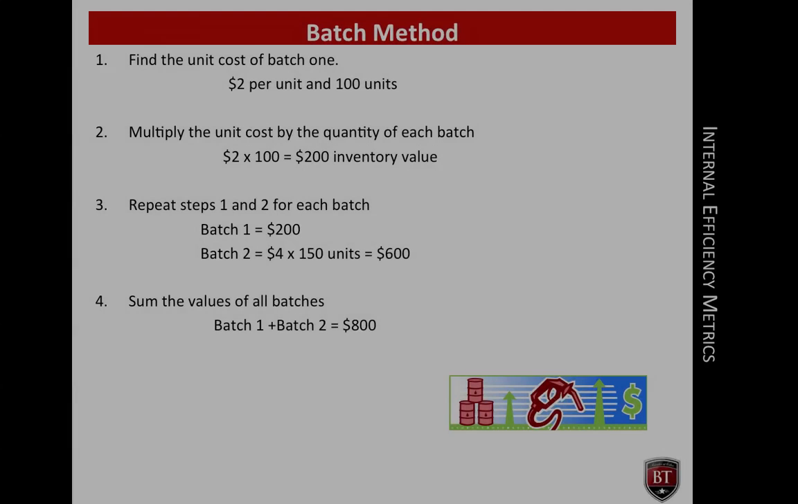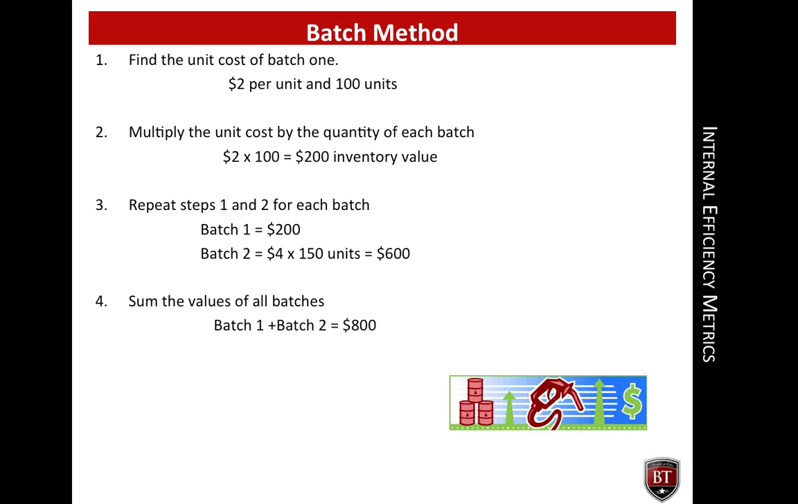To calculate using the batch method, 1. Find the unit cost of batch 1. For example, a batch of widgets costs $2 per unit, and there are 100 units per batch. 2. Multiply the unit cost by the quantity of each batch in the inventory to find the inventory value for that batch. Using the above example, that is $2 times 100, or a $200 inventory value. 3. Repeat steps 1 and 2 for each successive batch.